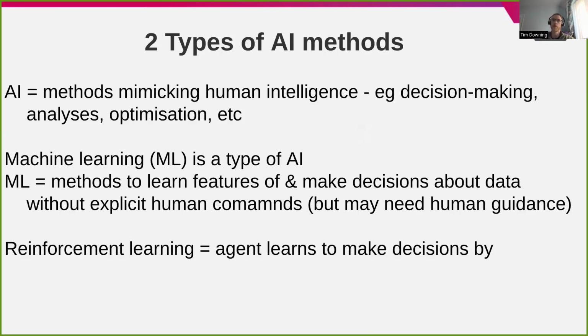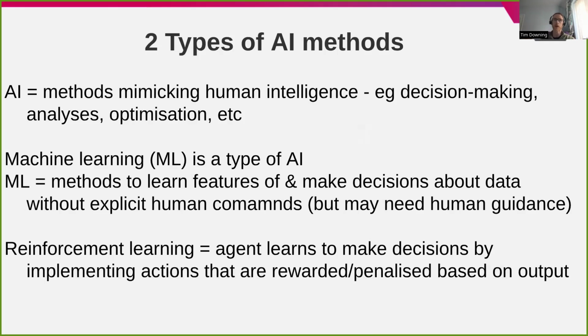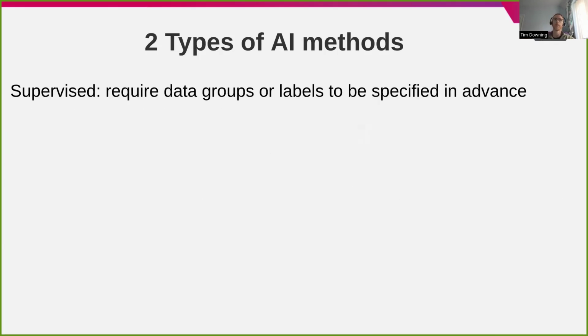AI things. An example of AI methods is reinforcement learning, where an agent learns to make decisions by implementing actions that are rewarded or penalized based on output. And that's just one example of an AI method.